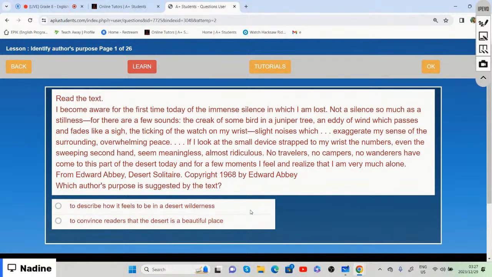If I look at the small device strapped to my wrist, the numbers, even the sweeping second hand, seem meaningless, almost ridiculous. No travelers, no campers, no wanderers have come to this part of the desert today, and for a few moments I feel and realize that I am very much alone.